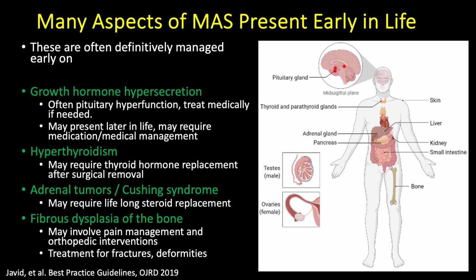Hyperthyroidism may require thyroid hormone replacement after there's been a surgical resection of the thyroid. The adrenal tumors and the Cushing syndromes may require lifelong steroids and different types of steroid replacement. And obviously the fibrous dysplasia of the bone. This can be very tricky to manage sometimes because of the calcium and phosphate metabolism, as Dr. Collins mentioned, but also because of the fractures, the deformities, and the significant pain that can occur.